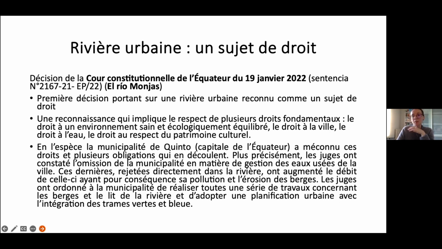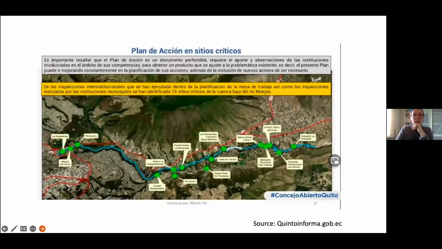And so the municipality of the capital, Quito, was obliged to maintain and protect the river and make sure that wastewater that was discharged directly into the river was no longer discharged into the river, because this increased the flow rate of the river, with the consequences of creating pollution along the banks of the river.